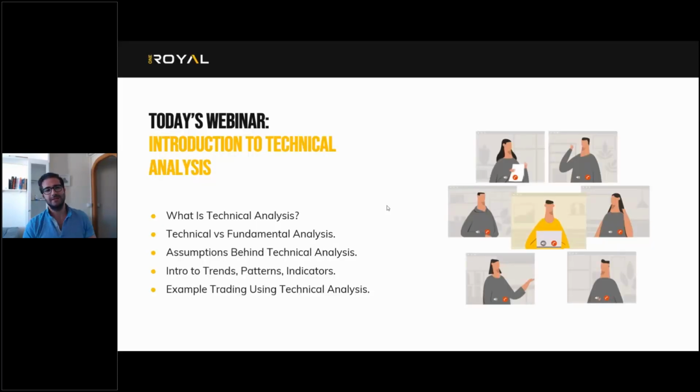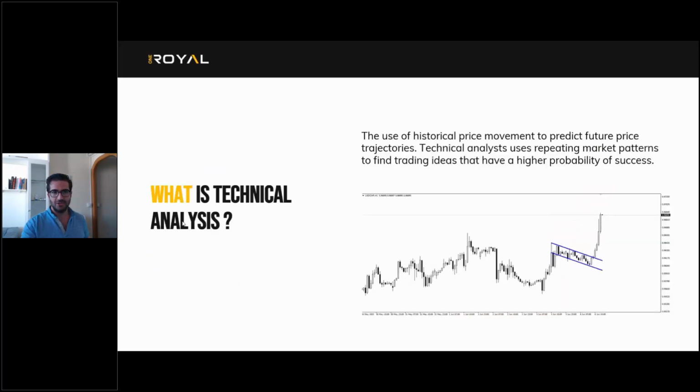So this is the topic, Introduction to Technical Analysis. We will talk about the definition, what is technical analysis. We will see what fundamental versus technical analysis is, and the difference. We'll talk about the assumptions behind technical analysis, and after that we will make a quick introduction about trends, patterns, and indicators.